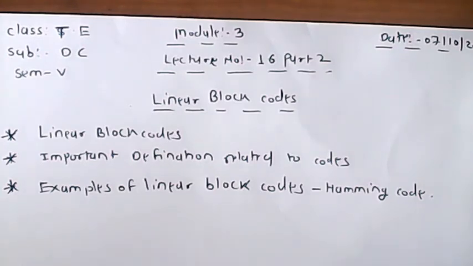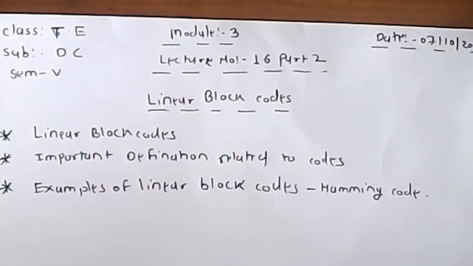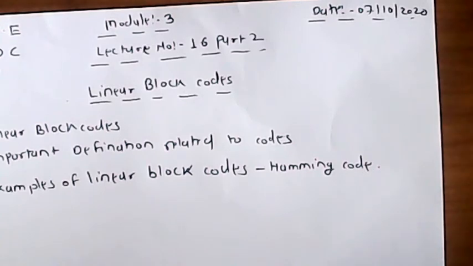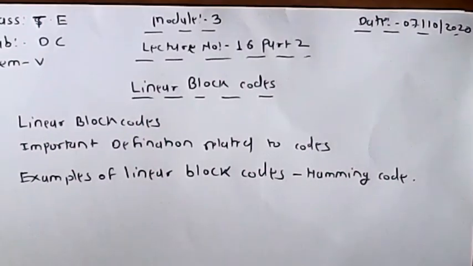In previous lecture number 16 part 1, we introduced the concept of block codes, their classification, and then various types of block codes. So the first type which will be studied in this lecture is linear block codes. In this lecture we introduce the concept of linear block codes, then various important definitions related to block codes, and an example of a linear block code, which is nothing but the Hamming code.